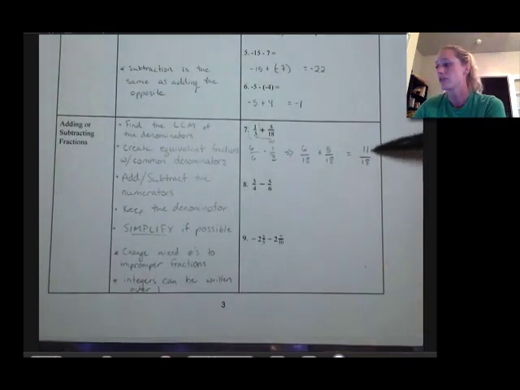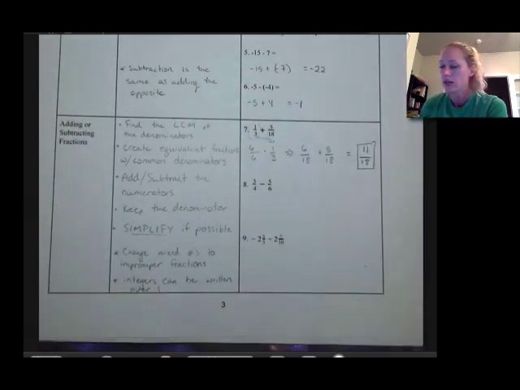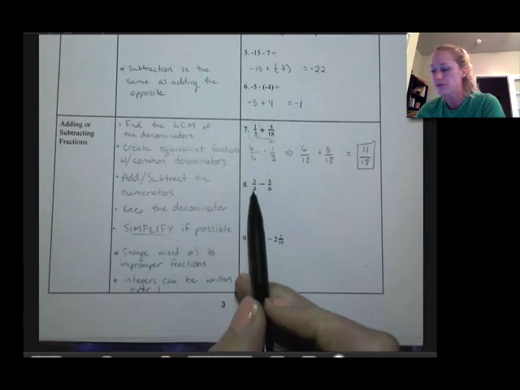And then to reduce, we see, is there a common factor? Is there a number that I can divide out of 11 and 18? And they don't share a common one. So that is as simple as we can make it. Okay, this one we're going to apply that same rule.